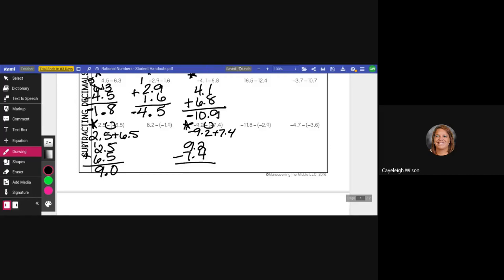So 2 minus 4. I can't do 2 minus 4, so I'm going to borrow from this 9, make it an 8. Make this 2 a 12. And 12 minus 4 is 8. I bring down my decimal. And 8 minus 7 is 1. And then I'm looking to see which one was the larger number. 9.2 is larger. It was negative, so it's negative 1.8.